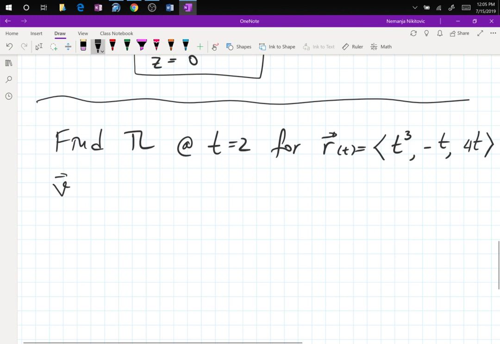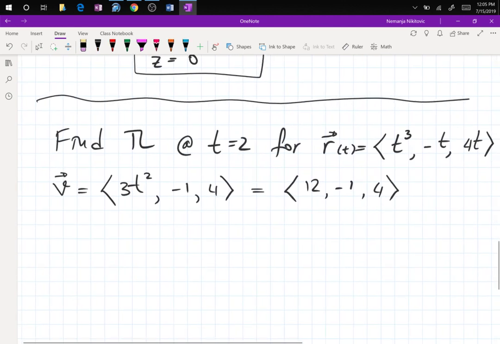Your vector v is going to be the derivatives: 3t squared, negative 1, 4, which when you plug in t equals 2 you get the vector 12, negative 1, 4. So that's the slope, the 3D slope I was talking about.